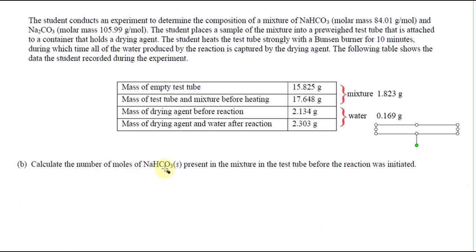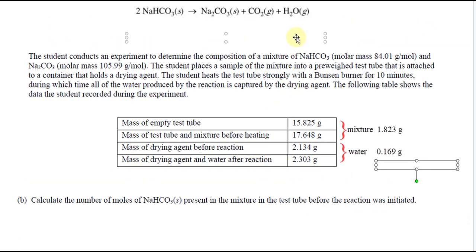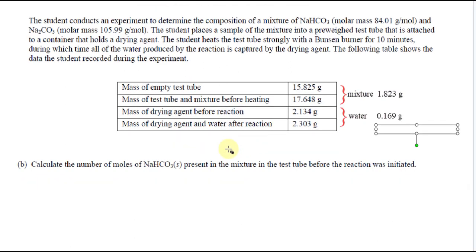Now let's go on to B. Calculate the number of moles of sodium hydrogen carbonate present in the mixture in the test tube before the reaction was initiated. We know this reaction occurred and made this much water, so therefore this much sodium hydrogen carbonate, solid, notice sodium hydrogen carbonate solid, the pure stuff, must have been used to make that. Therefore, if we know the moles of water, we can find the moles of sodium hydrogen carbonate. And notice this is what they want for this problem, the number of moles that are present. We know our water.